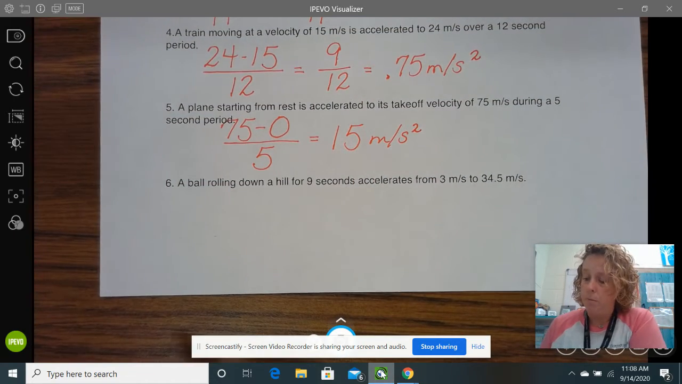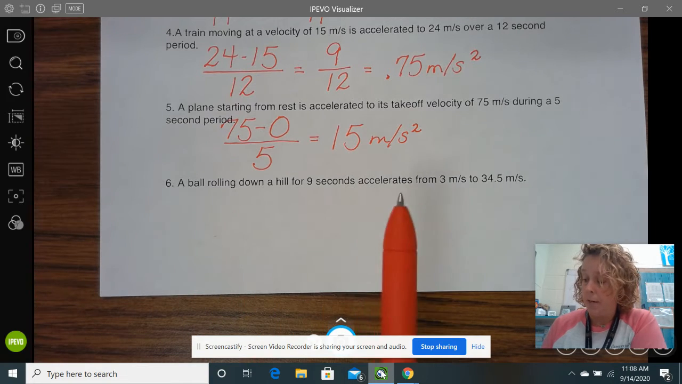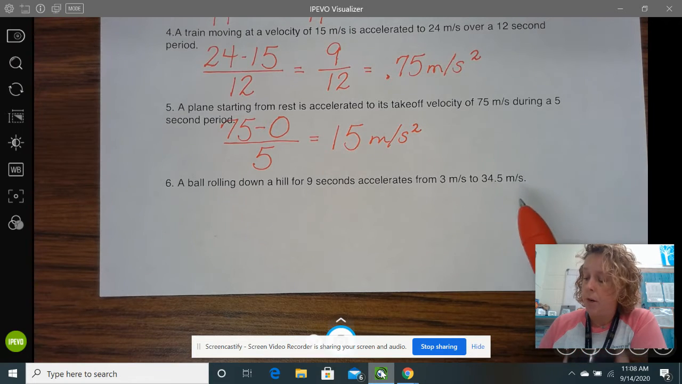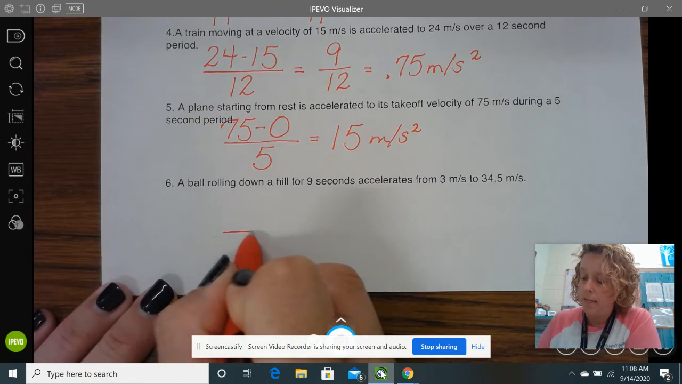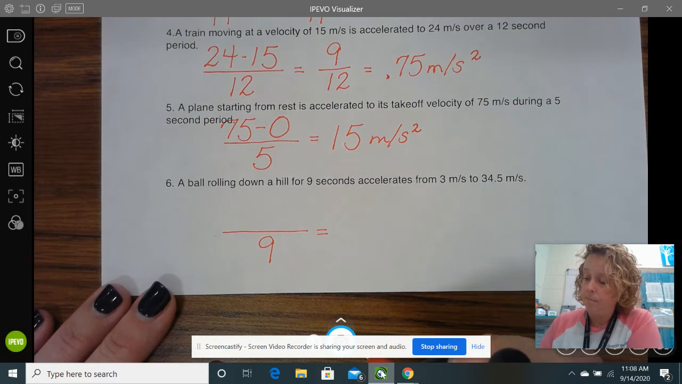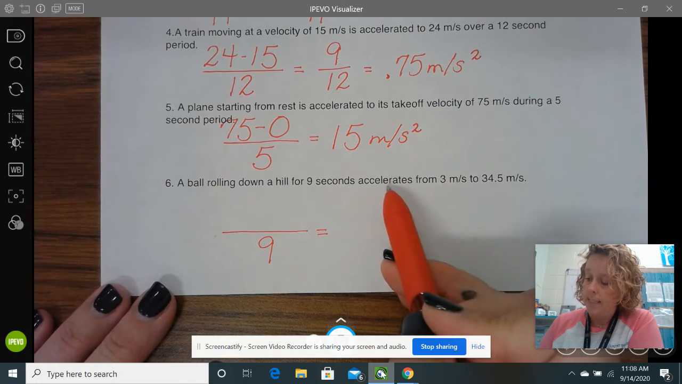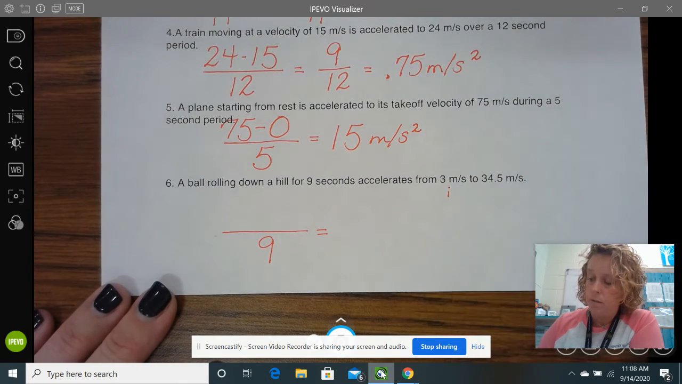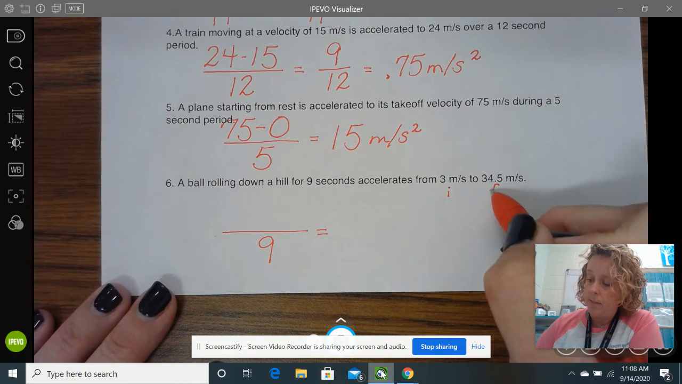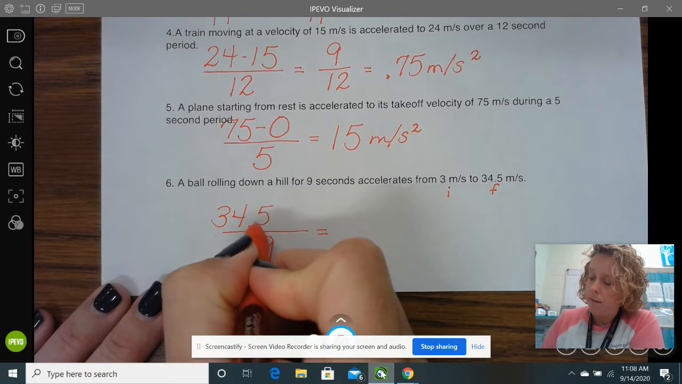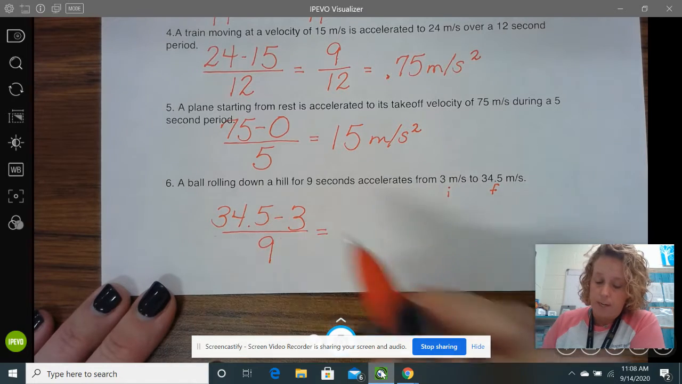And the last one before we move on to our next part. A ball rolling down a hill for 9 seconds accelerates from 3 meters per second to 34.5 meters per second. We say that the time is 9. Final accelerates from 3, that's going to be the initial. 34.5 is going to be your final. Final goes first: 34.5 minus 3.